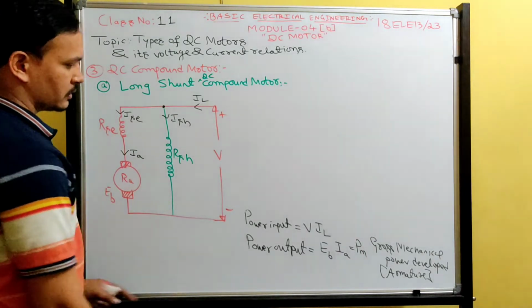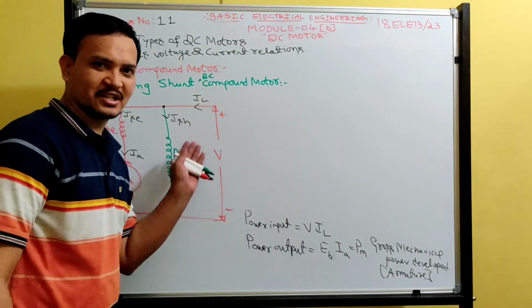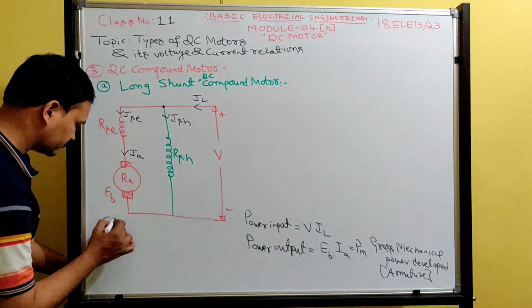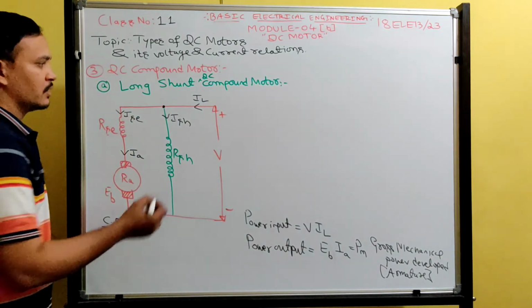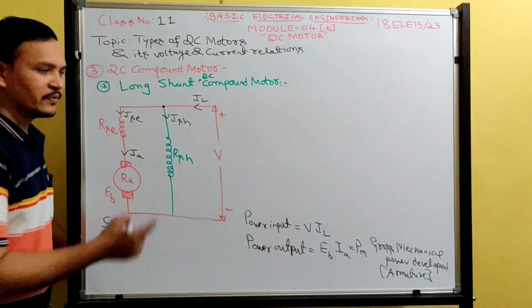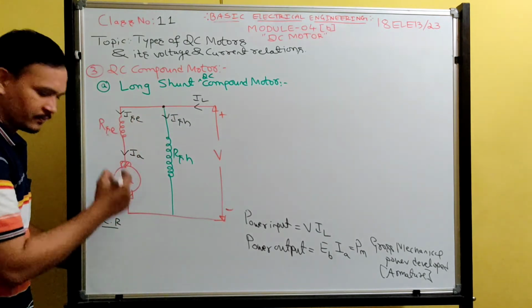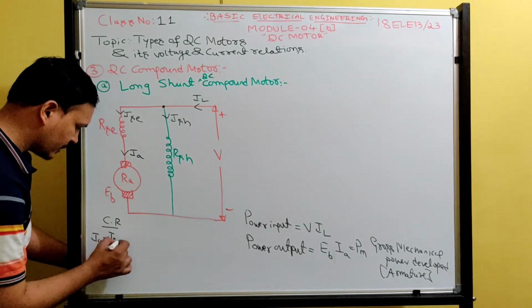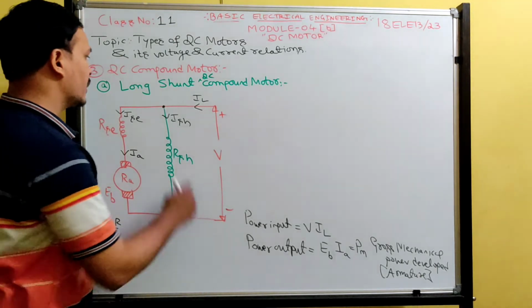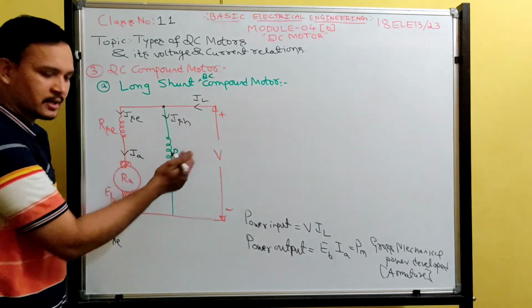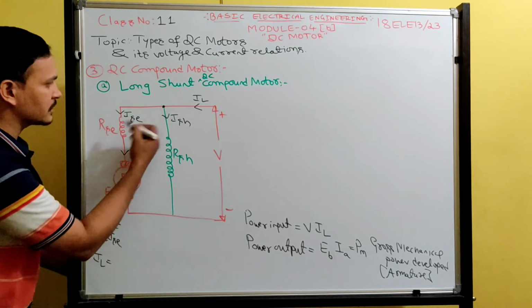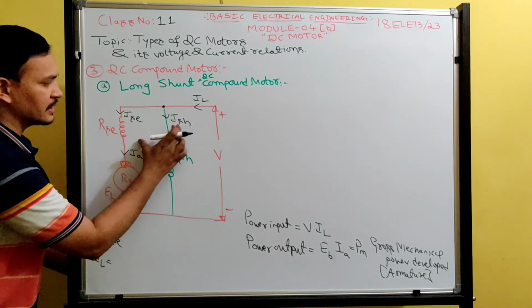Now this I want to erase because it is the same for this type of motor also. Now the current relation. Before applying KCL, since these two are the same, I can write IA is equal to ISC. Both are the same. Now apply KCL at this node. What is entering? IL, the line current. It is equal to the outgoing currents: IA plus ISH.